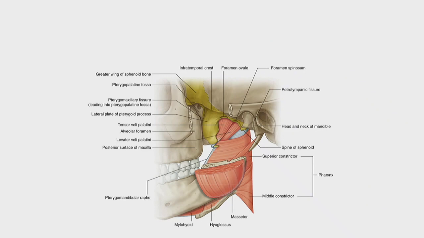Here you can very nicely see the anterior and the medial wall of the infratemporal fossa. The anterior one is the maxillary tuberosity. The medial wall is the lateral plate of the pterygoid process with the tensor veli palatini and levator veli palatini, together with the pharynx, which is attaching to the external cranial base.